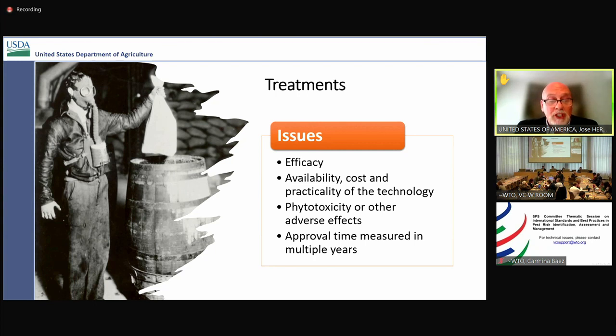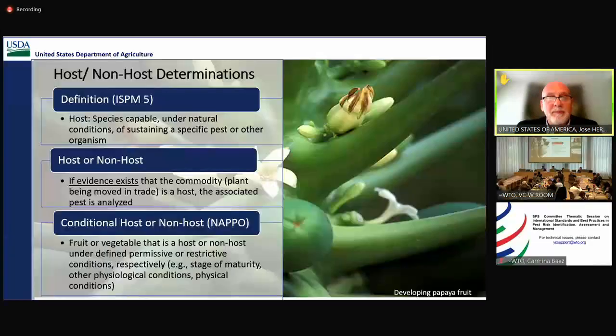Treatment issues consider the efficacy of the treatment and questions such as, has the treatment been documented? Is it reliable? Is it cost effective? Can the commodity tolerate the treatment? Treatment development can take years and is not always guaranteed. Next slide, please.